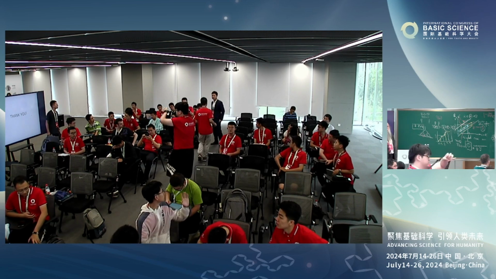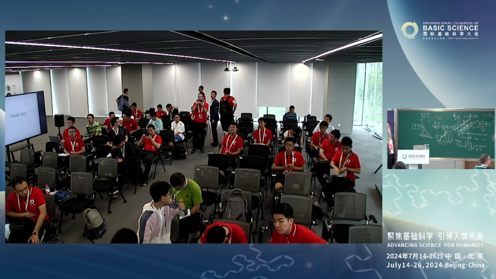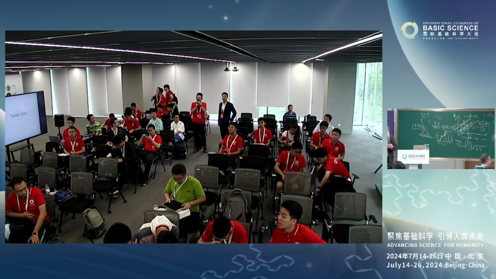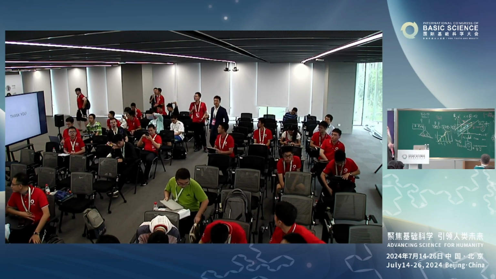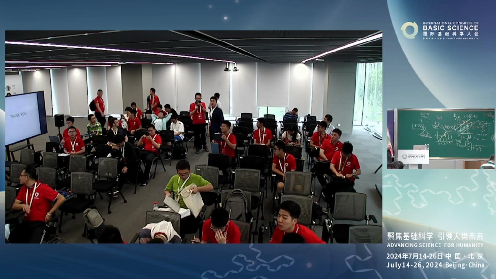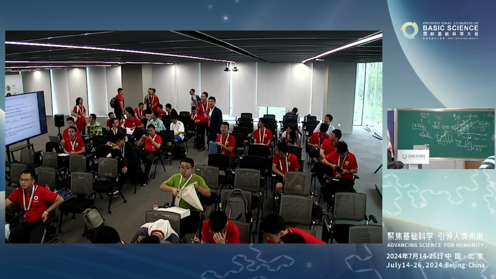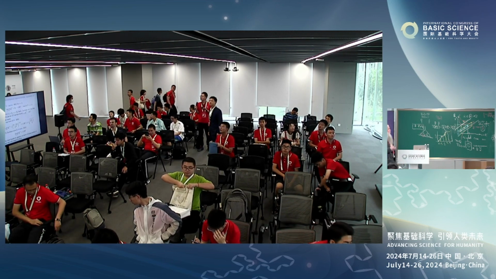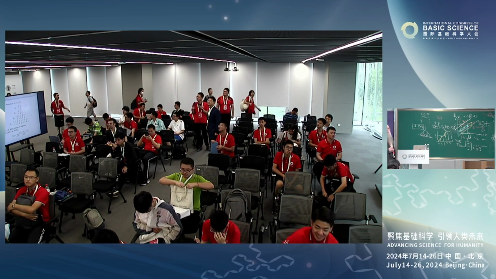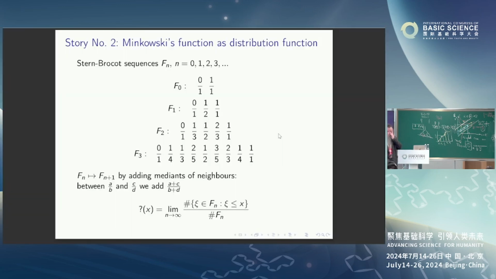I have a question about the second slide of the second story, just about the Stern-Brocot sequence. Bounds for Stern-Brocot, yes. I wonder whether the number just added into the next F_n is the rational number that has the least denominator between the two numbers of the last one.